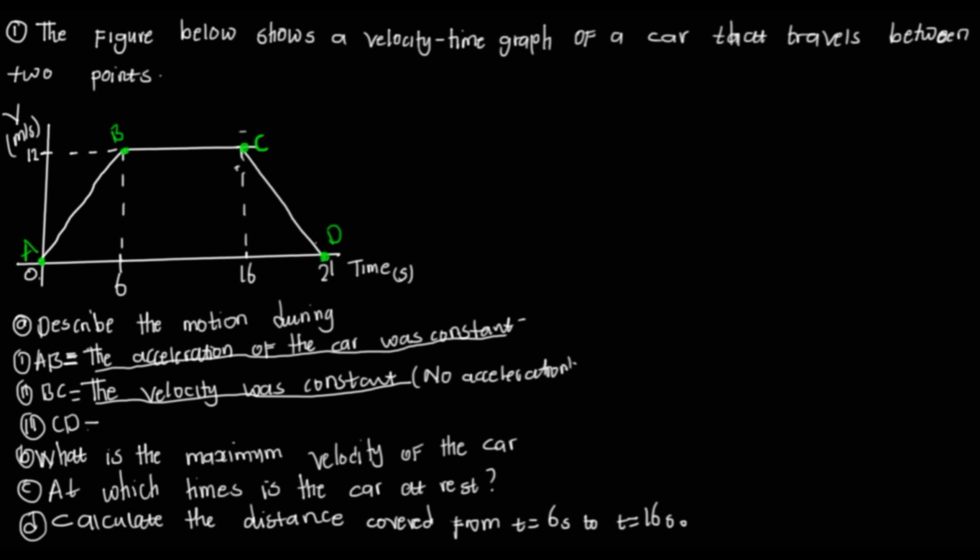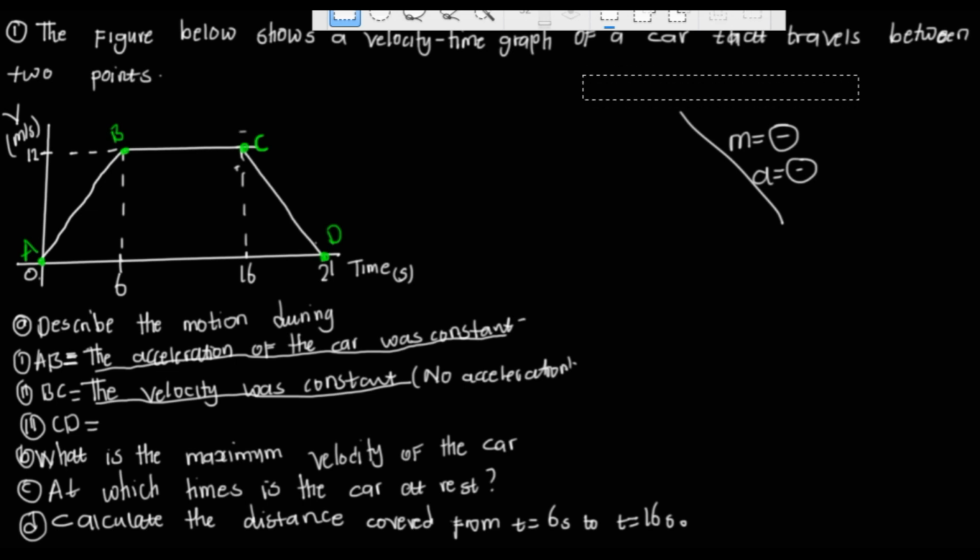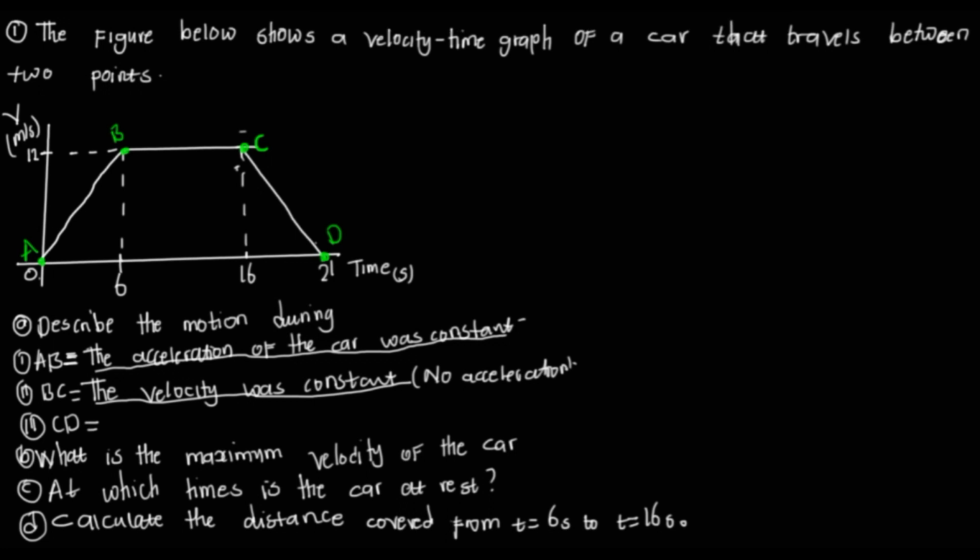Then let's look at CD. For CD, the line is slanting down. If we find the gradient of this line, the gradient will be negative. So the acceleration of a line that is slanting downward is always negative. Since it's a straight line, this acceleration is known as a deceleration or retardation. So you can say the retardation was constant.